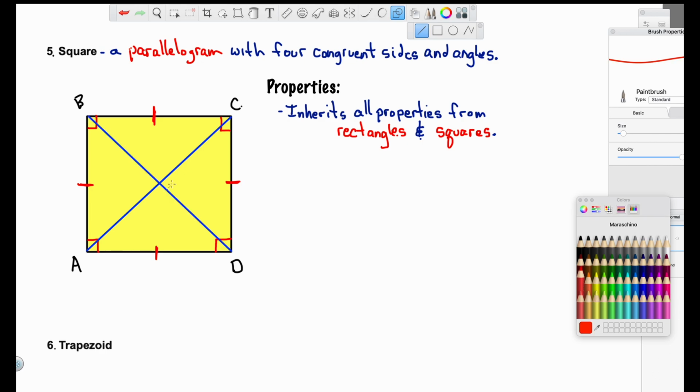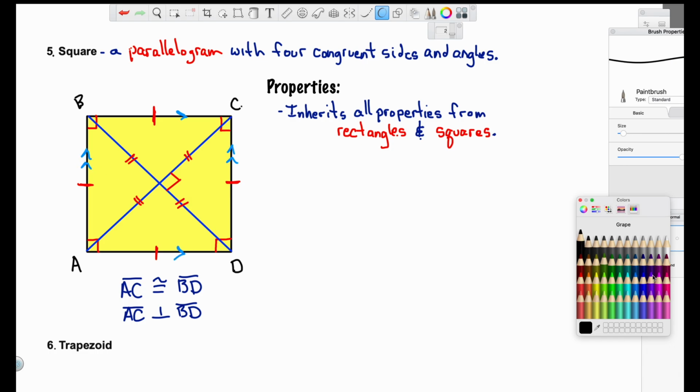We have diagonals that are going to be perpendicular bisectors, and also the length of the diagonals are going to be congruent. And sides are going to be parallel. Let's box that in.